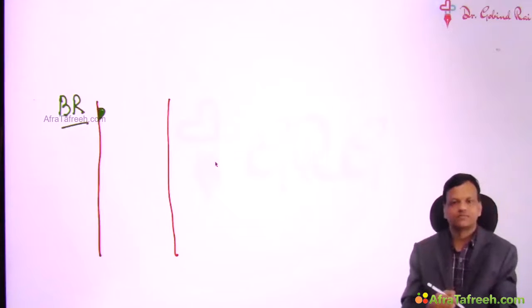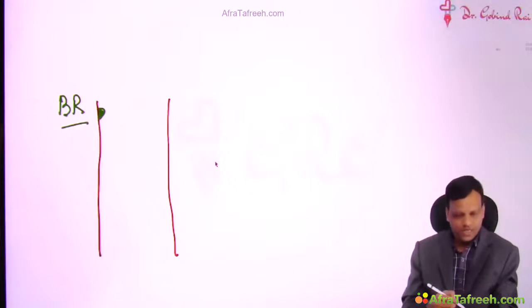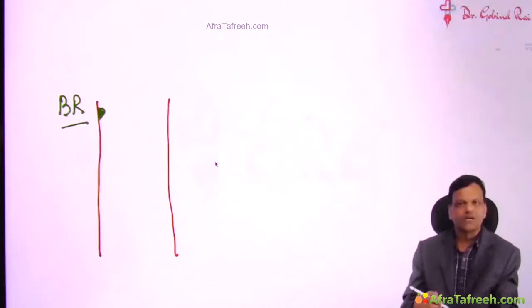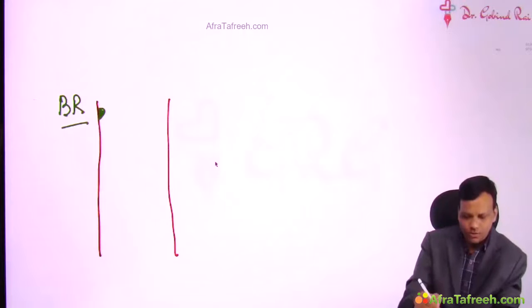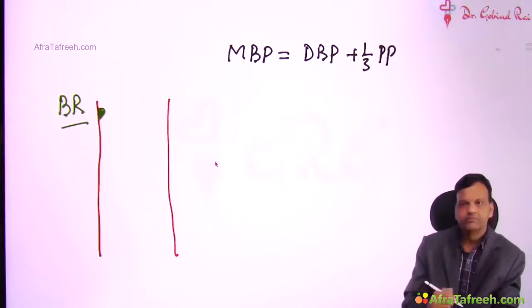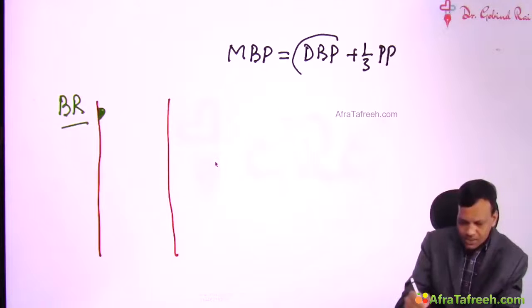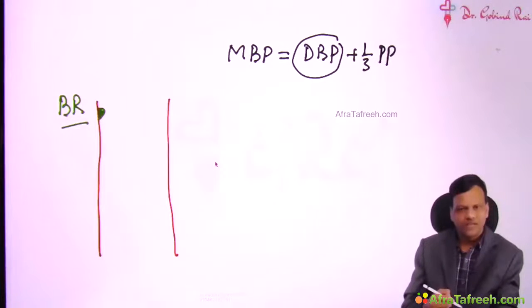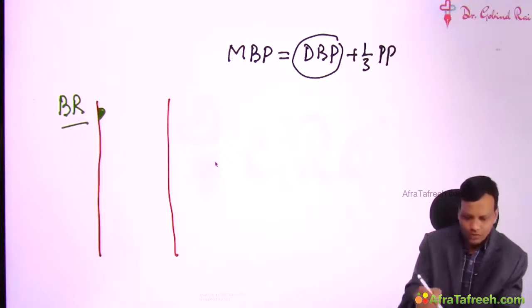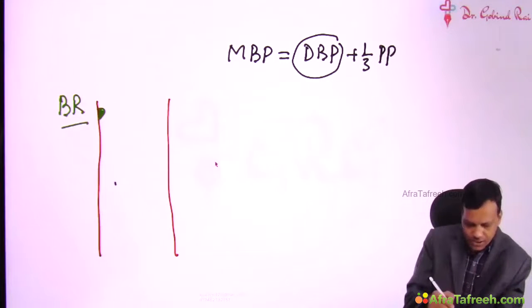Now which blood pressure do baroreceptors sense? They sense mainly mean blood pressure. But as we know, in mean blood pressure, the major component is diastolic BP. So you must be knowing the formula. Mean blood pressure is equal to diastolic blood pressure plus 1/3 of pulse pressure. So the major component of mean BP is diastolic BP. So we can safely assume that baroreceptors mainly sense diastolic blood pressure. So what happens when the diastolic blood pressure increases?